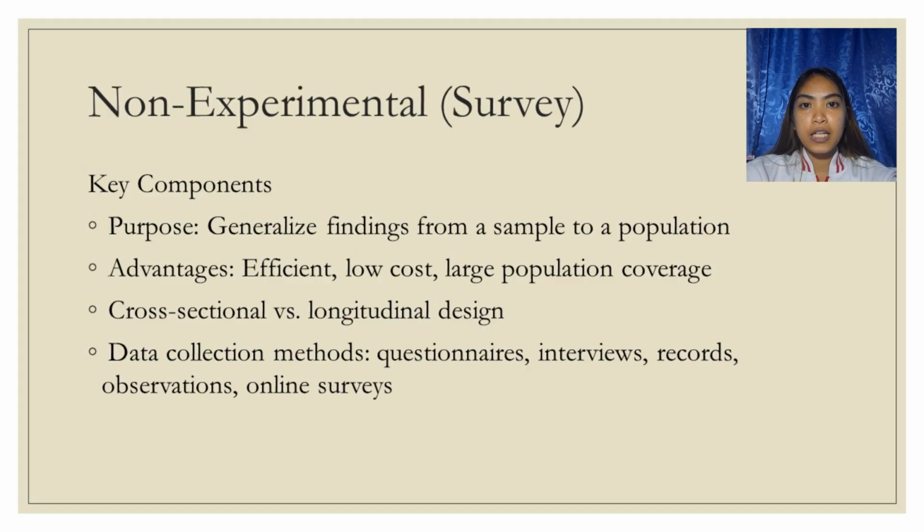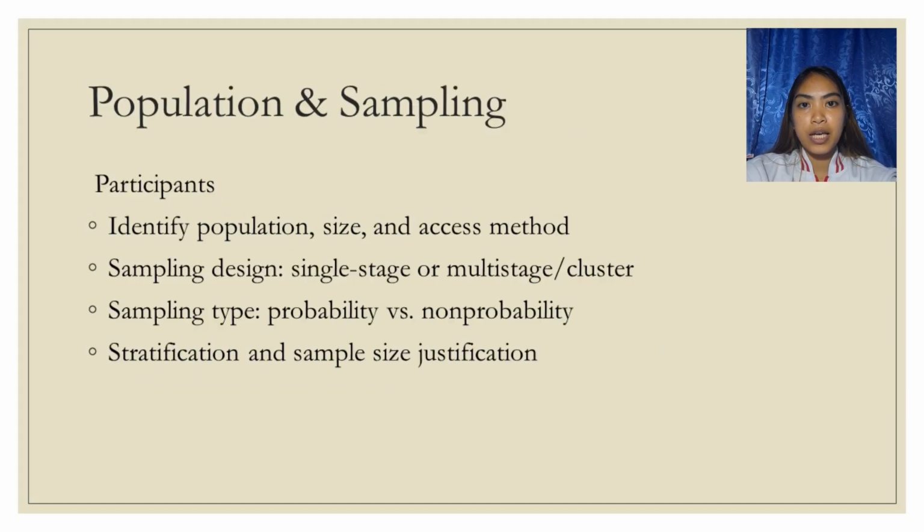After the design explanation comes the discussion of the population and sample. This section identifies the population, its size if known, and how individuals will be accessed. It must also explain whether the sampling design is single-stage or multi-stage. Single-stage sampling is possible when the researcher has access to a list of all individuals in the population. Multi-stage or cluster sampling is used when no complete list exists. The researcher selects clusters first, then samples within them.